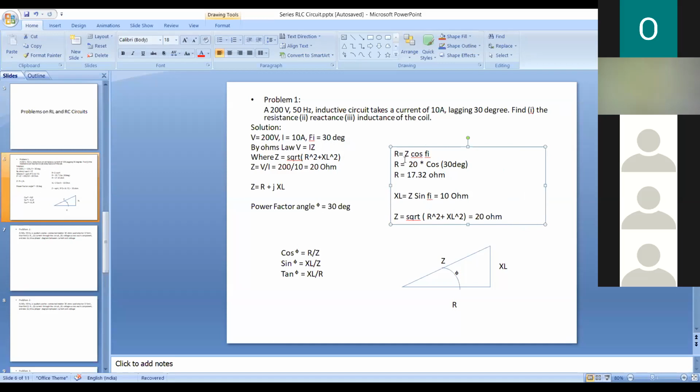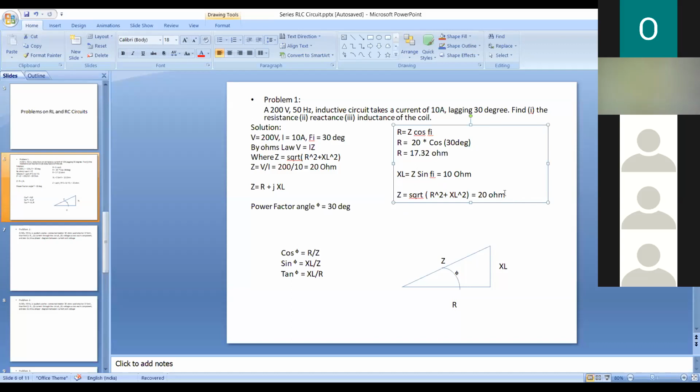All right. So you have found the resistance and you have also found the reactance. Finally, you can calculate the inductance of the coil. So XL is equal to 2 into pi into F into L. So that implies L is equal to XL divided by 2 into pi into F. Okay. So how much you'll get?